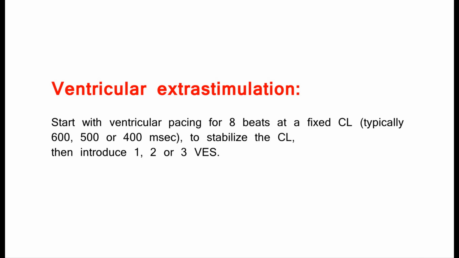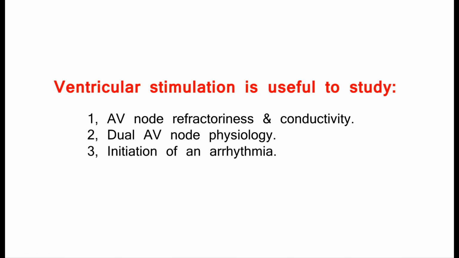Ventricular extrastimulation. Start with ventricular pacing for 8 beats at a fixed CL, typically 600, 500 or 400 millisecond, to stabilize the CL. Then introduce 1, 2 or 3 VES. Ventricular stimulation is useful to study: 1. AV node refractoriness and conductivity. 2. Dual AV node physiology. 3. Initiation of an arrhythmia.